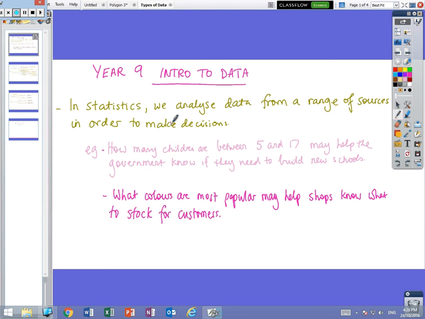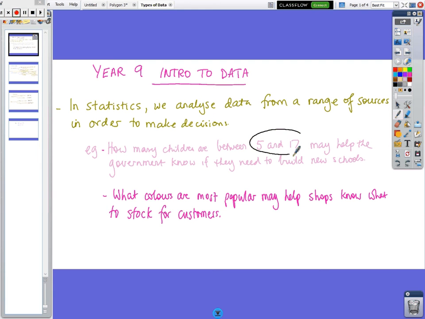Okay, so we're looking at different types of data, and again, looking at what statistics are used for, and that is to analyze data from a range of sources in order to make decisions. So we get numbers or we get words, information, and we actually make decisions. So for instance, if we knew how many children between the ages of 5 and 17, then the government would know how many schools we need. Okay, so that's an example of analysing data.